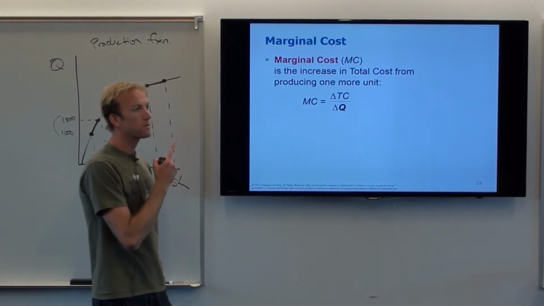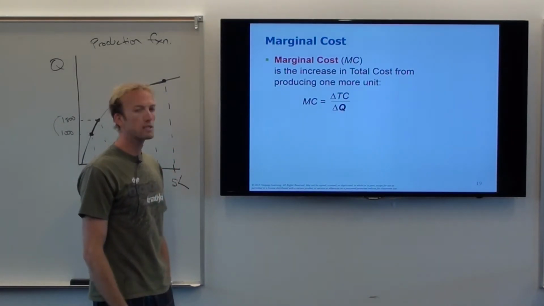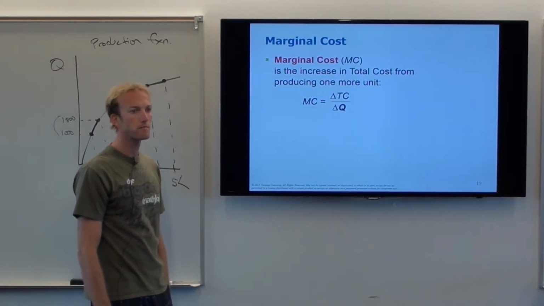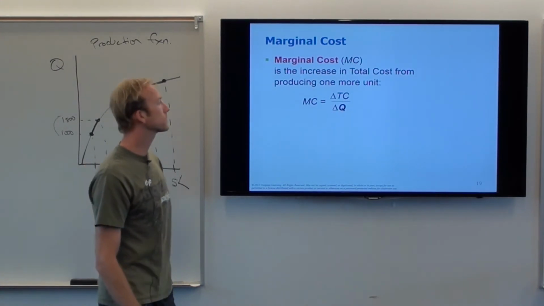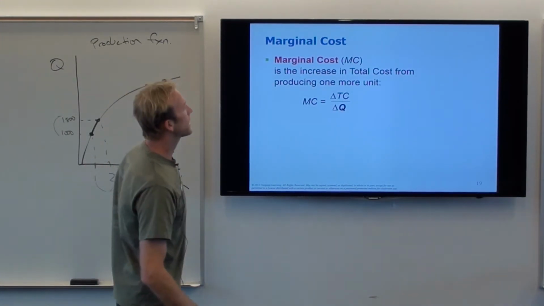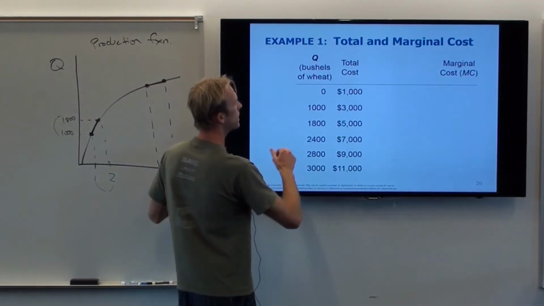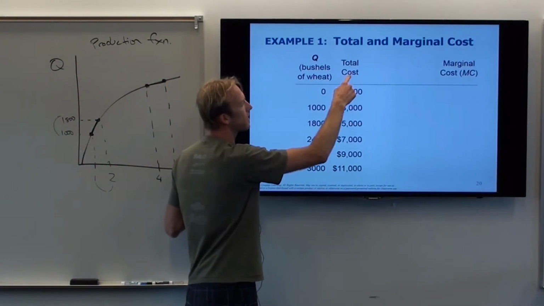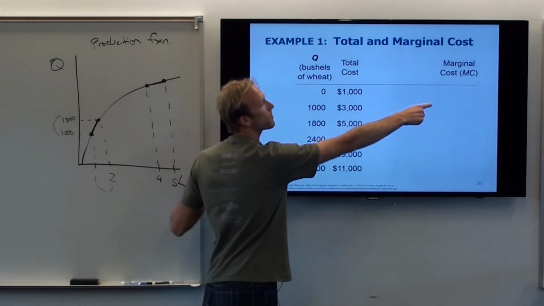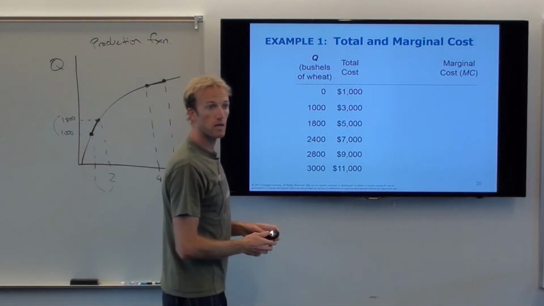Once again, the most important cost in this class. We'll use it in every chapter from here on out. Okay, so let's calculate that. Let's go ahead and pull up the costs. So I've got my Q and I've got my total cost. Now I want to know what my marginal cost is.